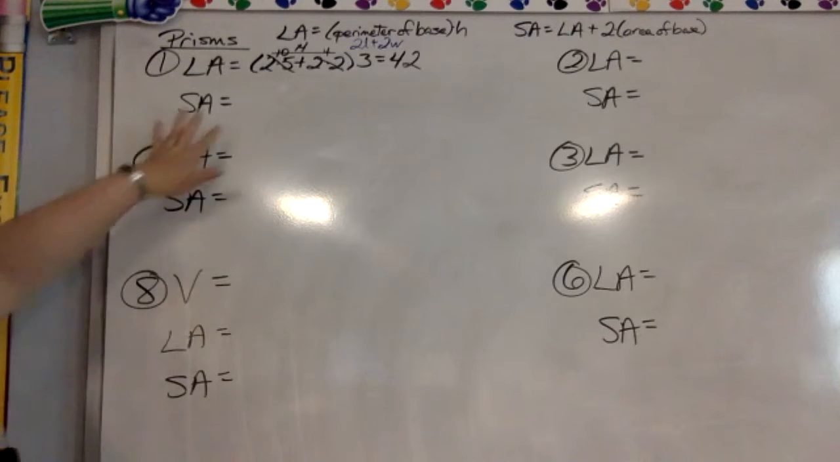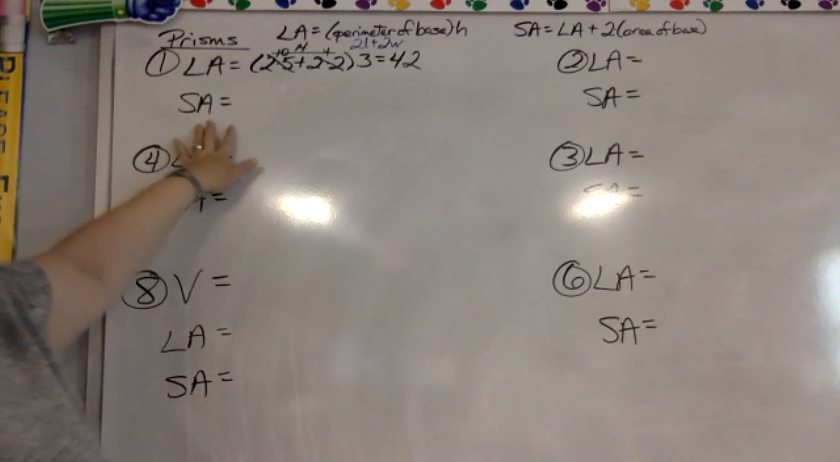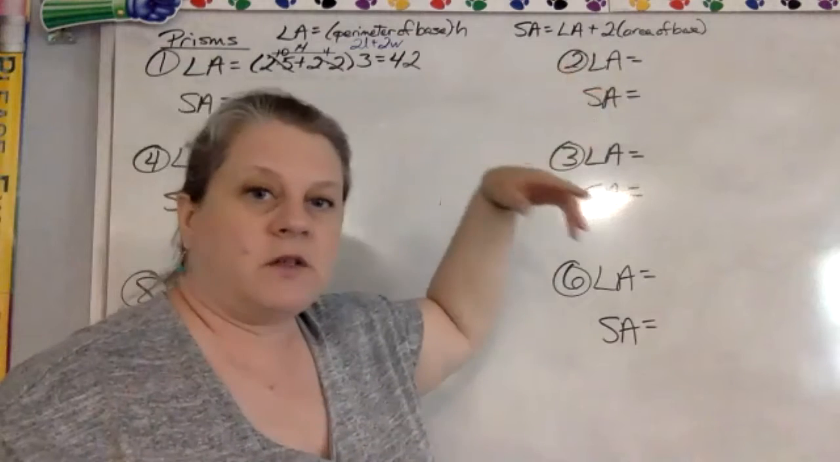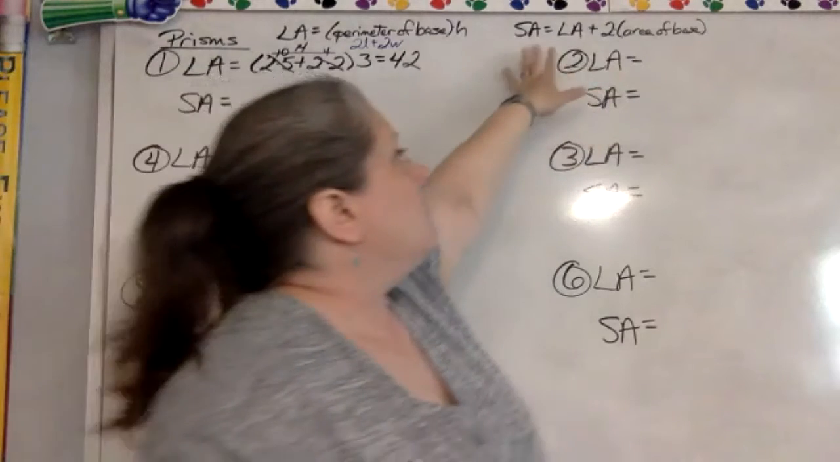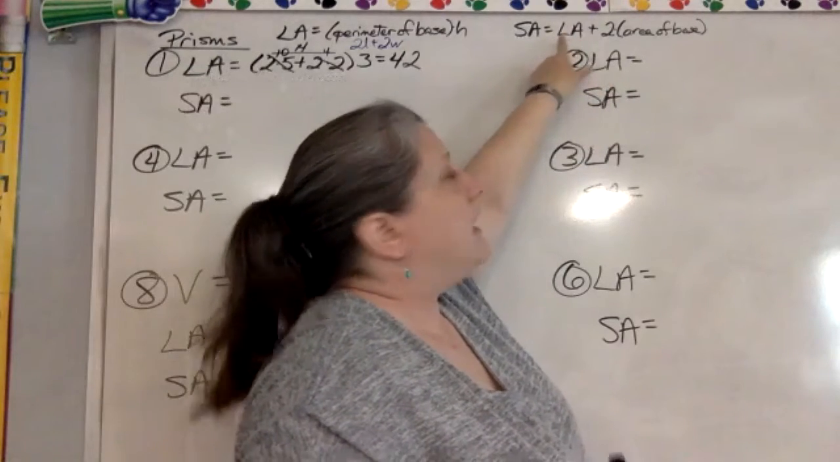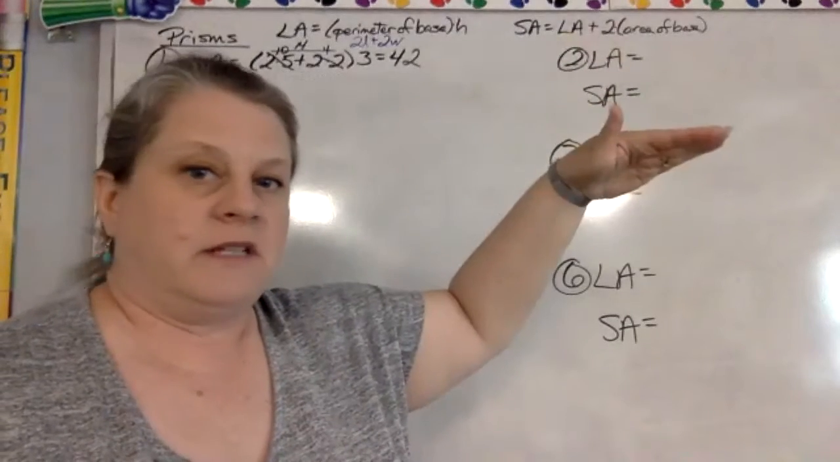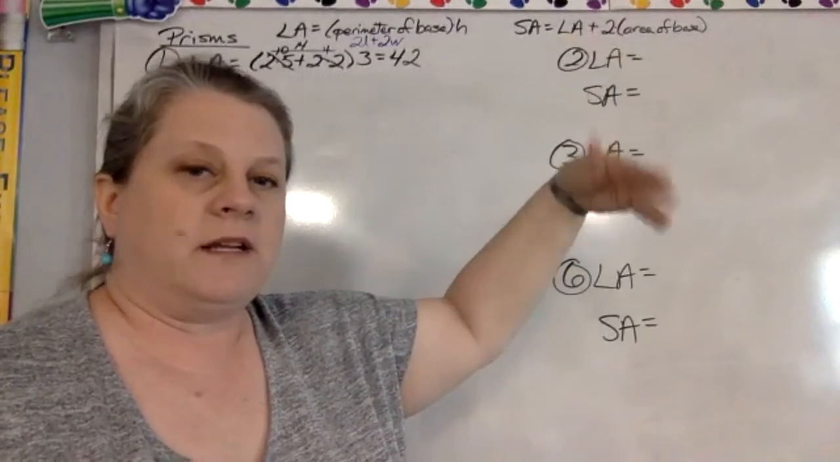Okay, now for the surface area, your formula for surface area is at the top of your worksheet, but I also put it up here on the board. It takes the lateral area answer. So if you miss the lateral area, you're also going to miss the surface area because you use the answer from one and the other.